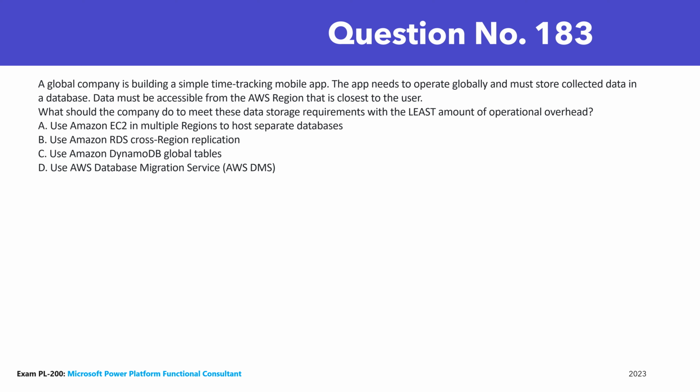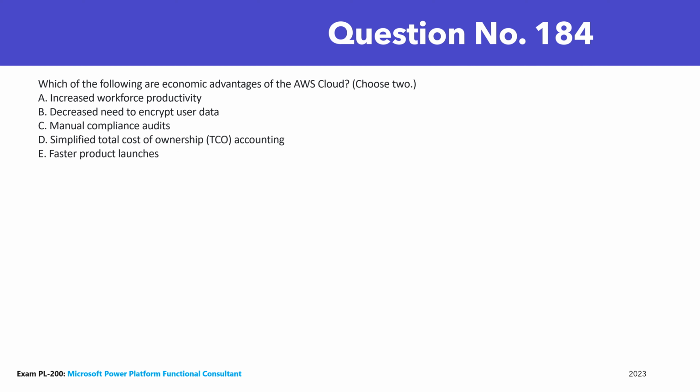A global company is building a simple time tracking mobile app. The app needs to operate globally and must store collected data in a database. Data must be accessible from the AWS region that is closest to the user. What should the company do to meet these data storage requirements with the least amount of operation overhead? A. Use Amazon EC2 in multiple regions to host separate databases. B. Use Amazon RDS cross-region replication. C. Use Amazon DynamoDB global tables. D. Use AWS Database Migration Service, AWS DMS. Correct answer, C.